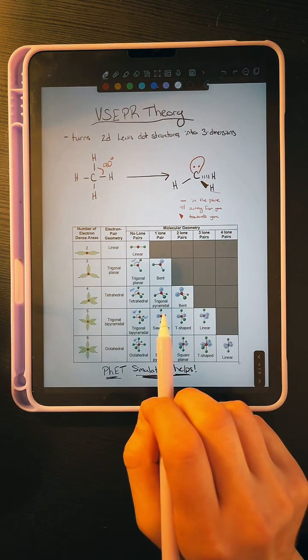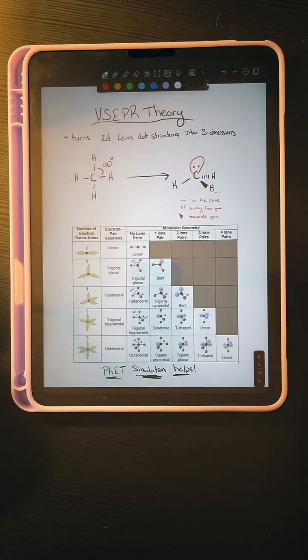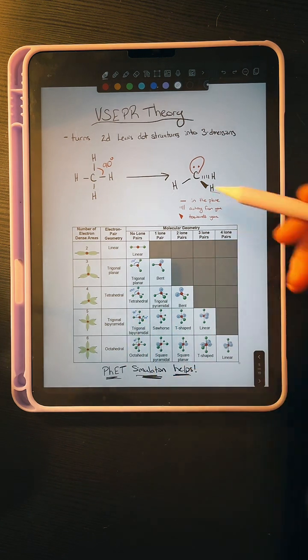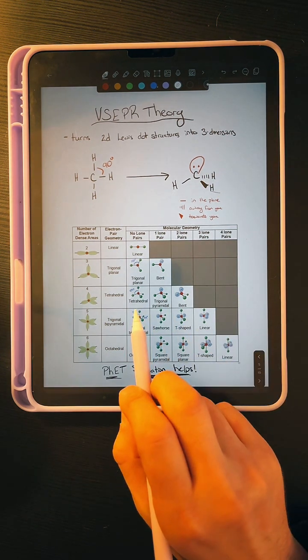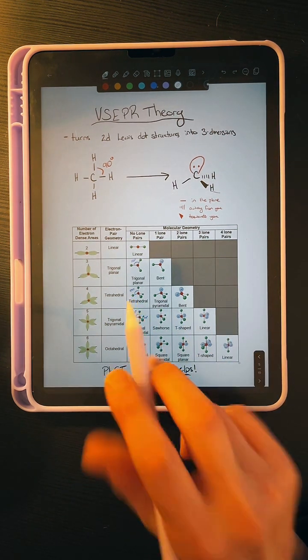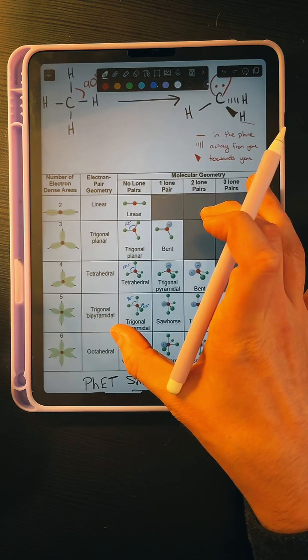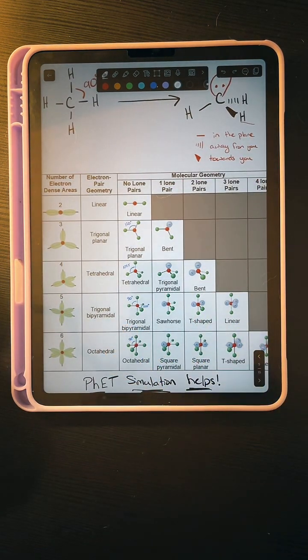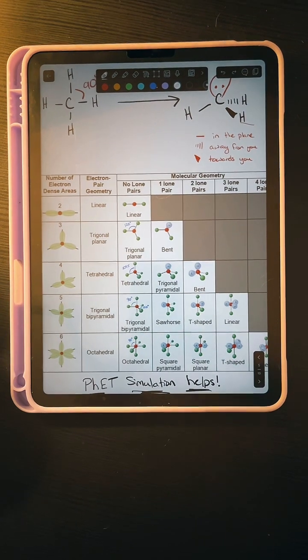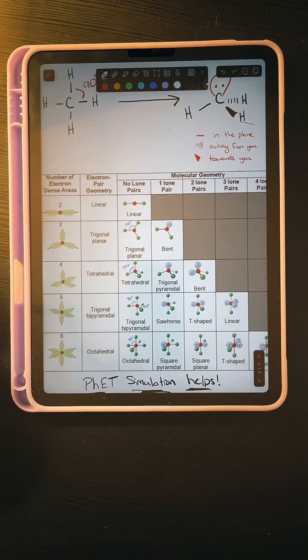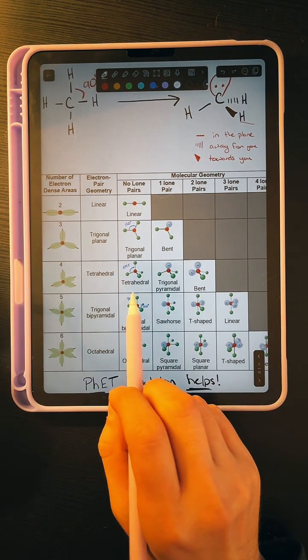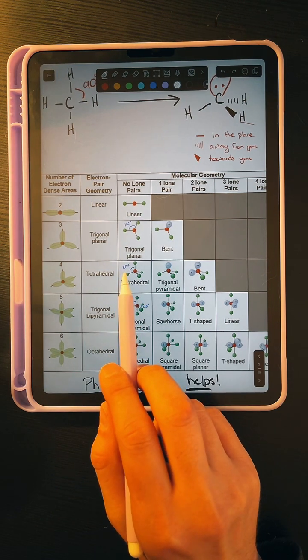Now, and I saw some comments, this will also change the bond angles. So our bond angle for tetrahedral, like we were talking about before, is 109.5. Let me zoom in a little bit. There we go. So our tetrahedral is 109.5.